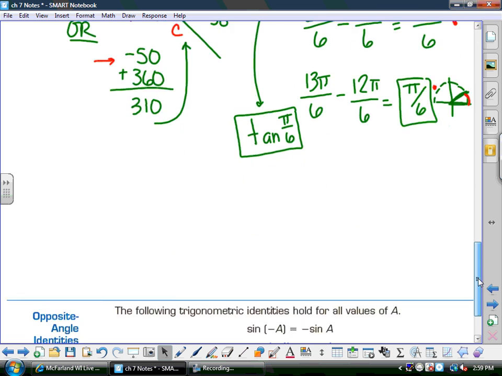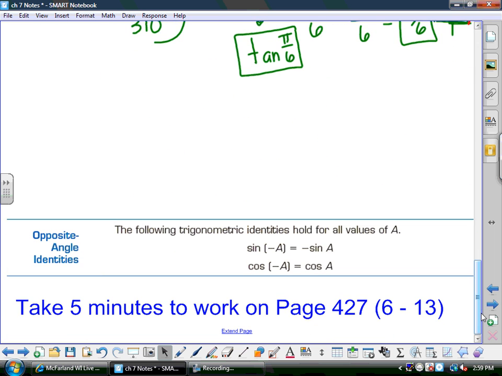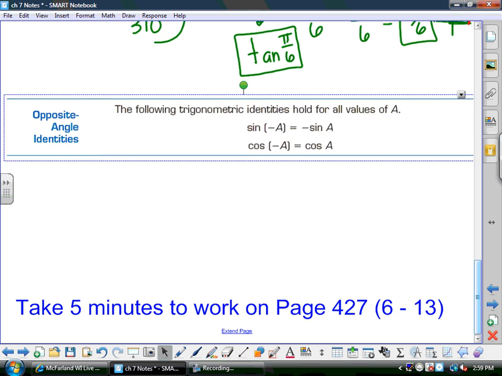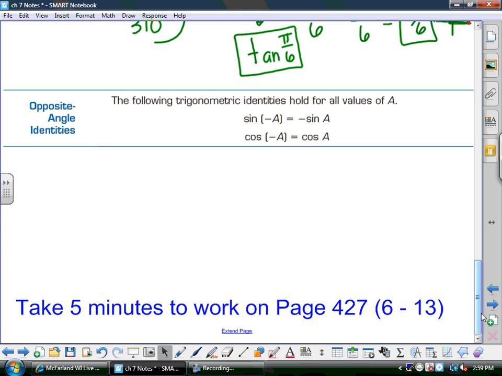Now let's take a longer break. And, oh, this, by the way, is an identity. It's not super useful. You will not be tested on it, but it is true. This identity has to do with all of the reference angle stuff we were just doing, so we don't need to know the identity to be able to do it.